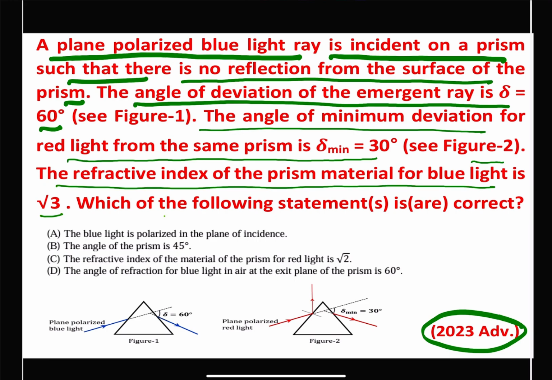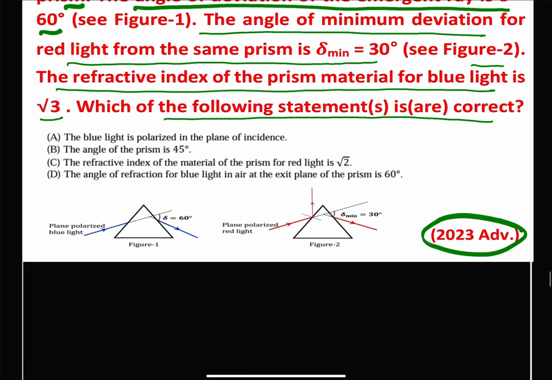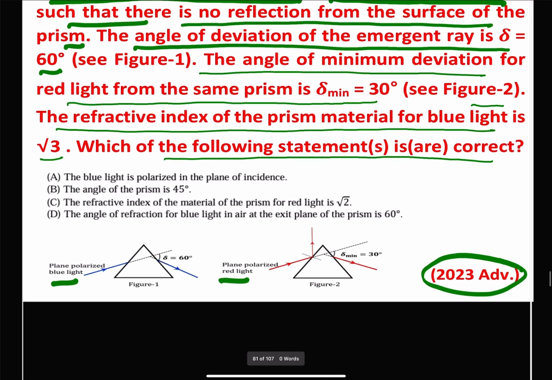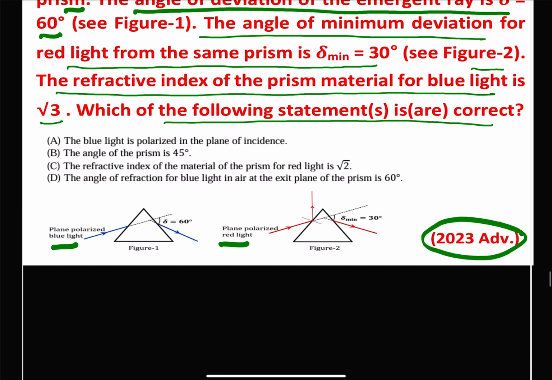Which of the following statements is or are correct? So we are having the same prism, but two different lights. One is blue and the other one is red. And both are plane polarized. In the first case, blue, we are given the angle of deviation is 60 degree, whereas for red it is given that the angle of minimum deviation is 30 degree. So this is given to us.